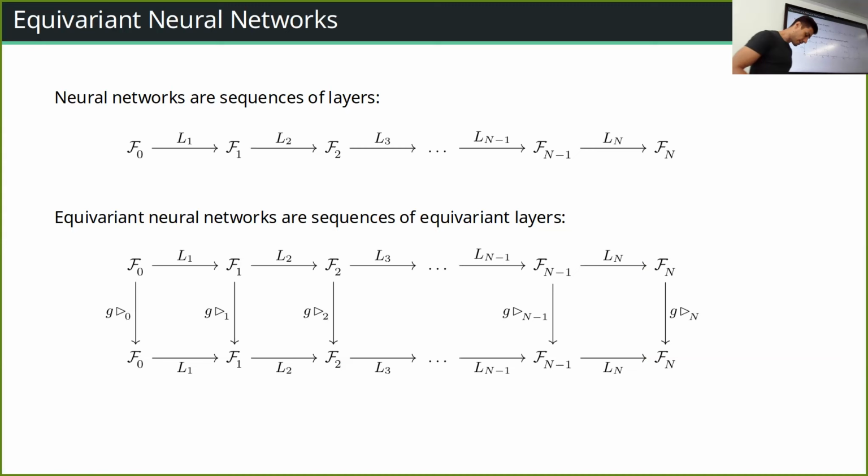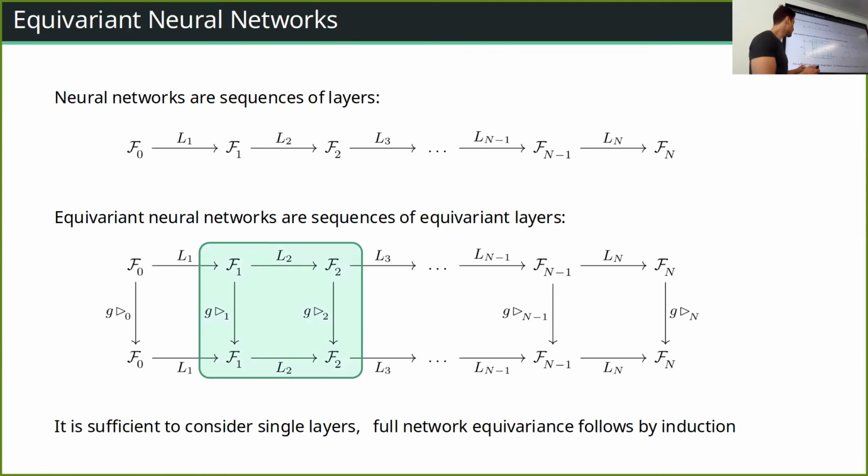All right. So we view neural networks as a sequence of layers. And then an equivariant network can be built as a sequence of equivariant layers. If each single layer is equivariant, then by induction the whole thing will be equivariant. So this is how we are going to build it, and from now on we only have to look at one single layer and make it equivariant.